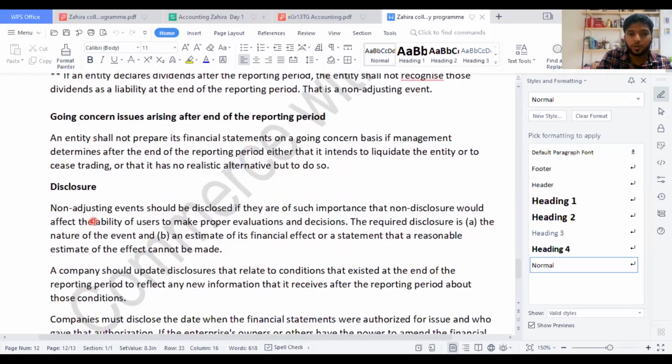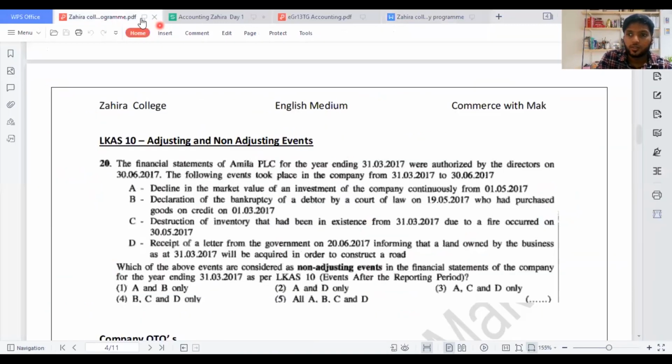So I'm now going to move on to going concern and disclosure. Let's move on to the content, because I don't want to spend time only explaining the adjustments. So then we have the financial statement of Amila PLC. Now you all know the standards properly, so I want you guys to find the answer yourselves.